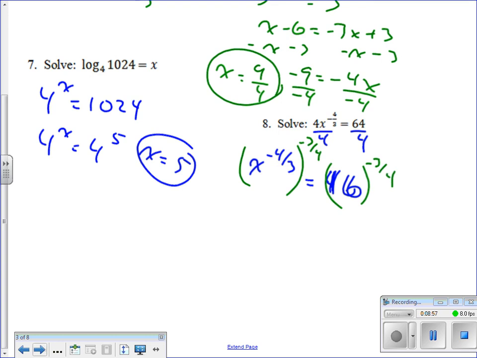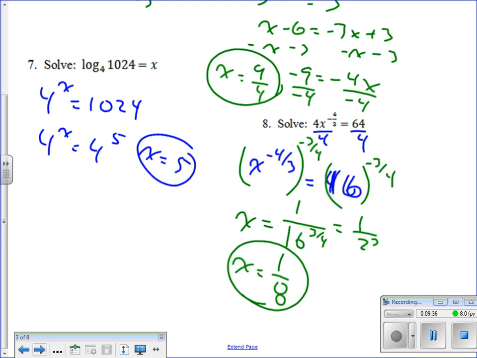Negative 4/3 times negative 3/4 gives me x to the first power. Multiply the exponents, I get a 1. That's the idea. Now I take 16 to the negative 3/4 power. The negative means I have 1 over 16 to the 3/4. The 4 in the denominator means I take the 4th root. 4th root of 16 is 2. 2, 4, 8, 16, 2 to the 4th. So this is 1 over 2 cubed. So x equals 1/8.